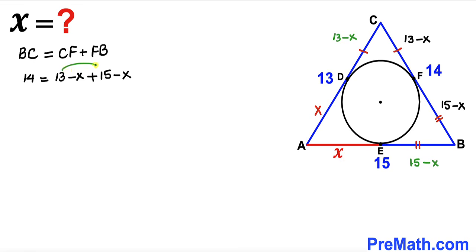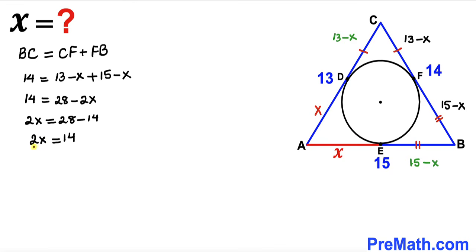Now we are going to combine the like terms on the right hand side. Therefore we have 14 equals 28 minus 2X. Now I am going to move this 2X to the left hand side, and at the very same time I'm going to move this 14 in the opposite direction. So we end up with 2X equals 28 minus 14. Therefore we can write 2X equals 14.